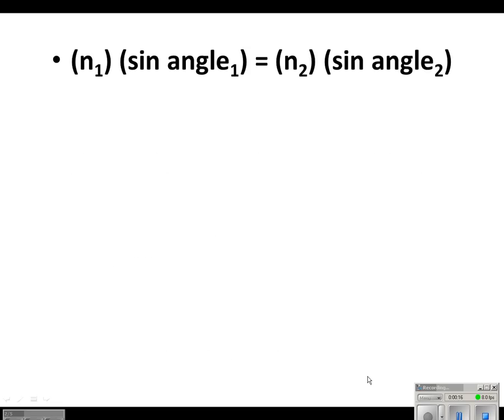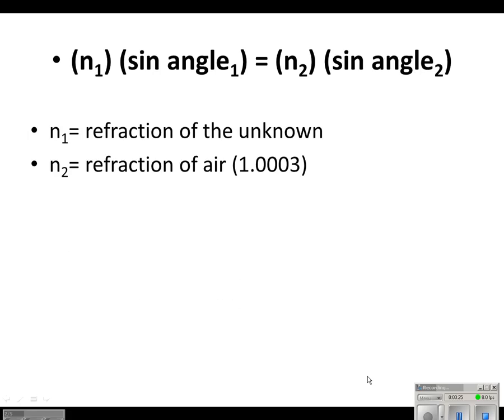The equation for Snell's law is n1 times the sine of angle 1 equals n2 times the sine of angle 2, where n1 is the refraction of the unknown liquid, n2 is the refraction of air, which is a constant of 1.0003. You need to memorize that number.